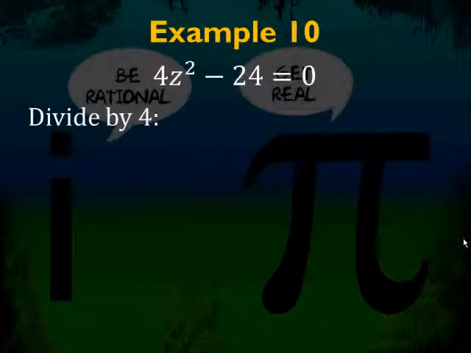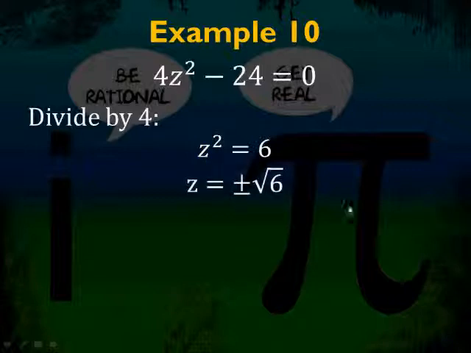Number 10, 4z squared minus 24 equals 0. So the first thing you're going to want to do is divide both sides by 4. So z squared minus 6 equals 0, or z squared equals 6. If you take the square root of both sides, remember, because you have a z, not just a number, you're going to have two solutions. So z is equal to either positive root 6 or negative root 6. So make sure you make that distinction between just a number and a variable.